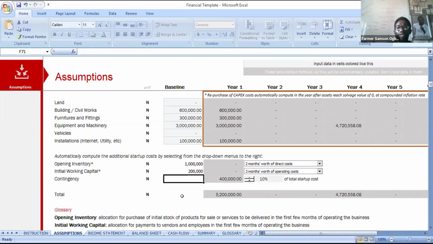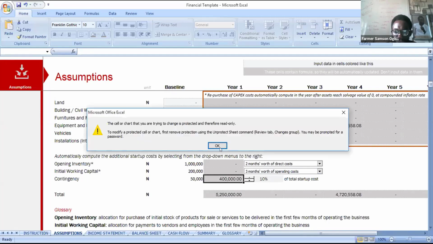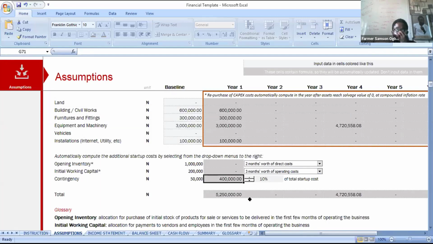Now, what is my contingency in case something happens that I did not plan for? Let's say 50,000. So now, based on what I have filled in before, what the system is automatically telling me is what I really need as a startup is about 5.25 M to start.